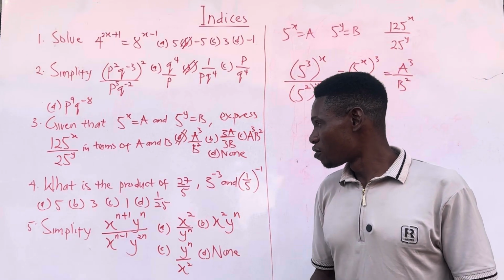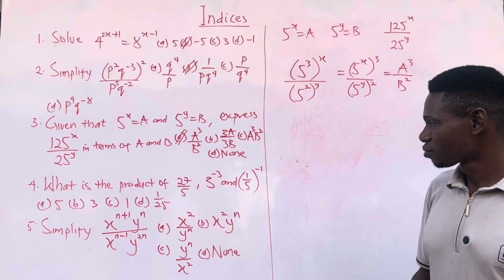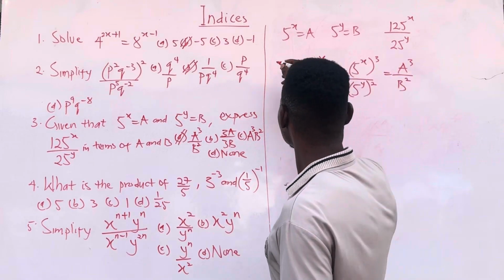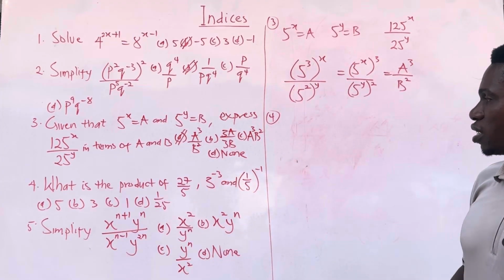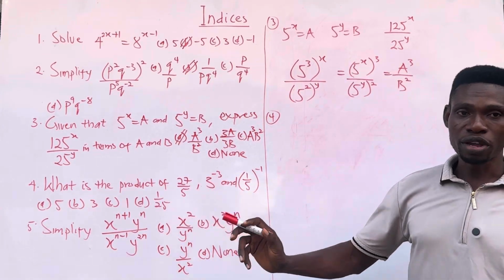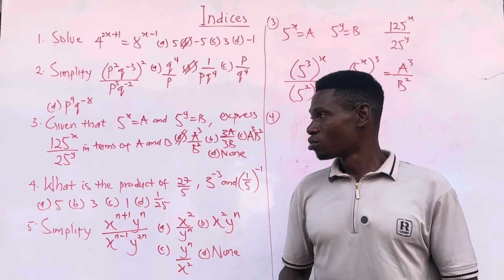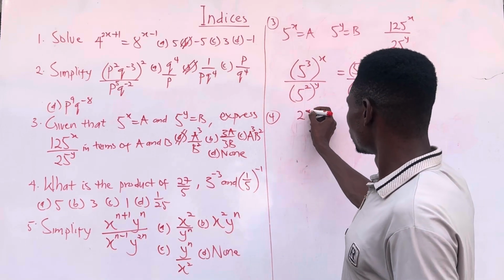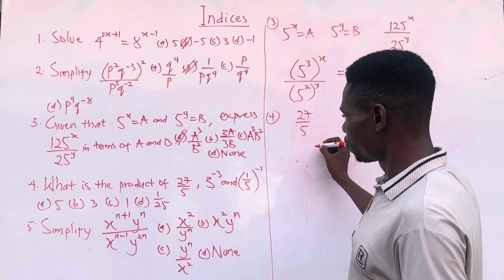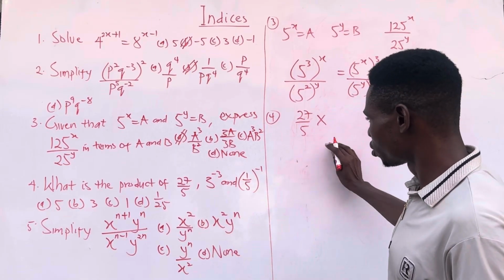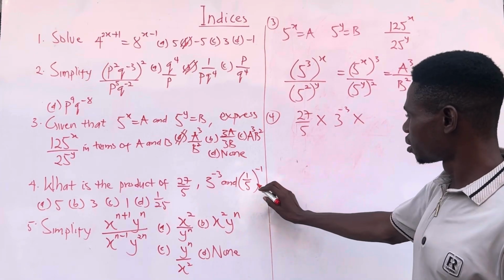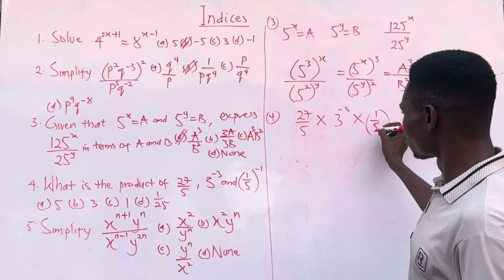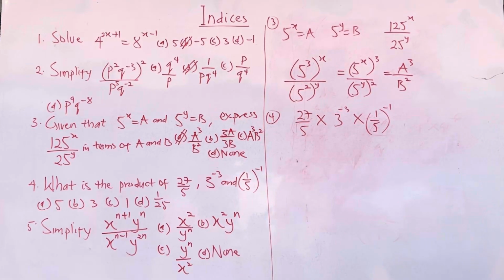And let's look at number 4. Number 4 says, what is the product? Remember, when you're talking about product, you're multiplying. So it says, what is the product of 27 over 5 and 3 raised to the power minus 3 and 1 over 5 raised to the power minus 1? Okay, so we're just multiplying all of these.